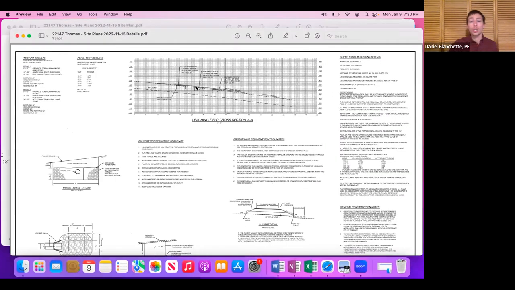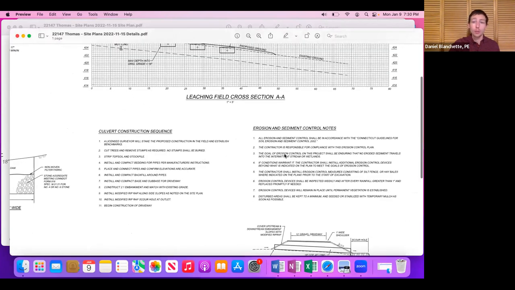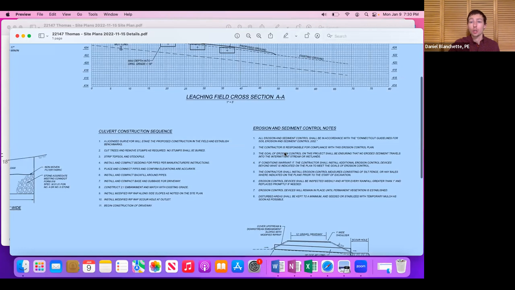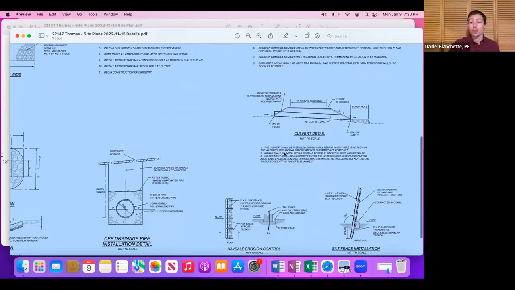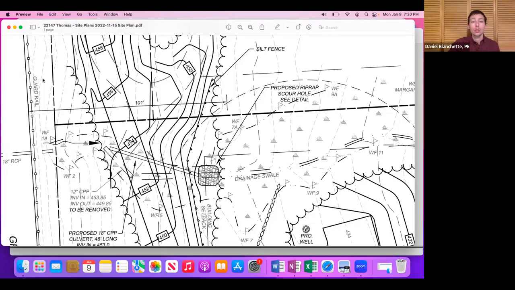Here's a detail sheet. Again, it has the septic system information. Septic system's pretty standard, house is pretty standard. I have a sequence of construction for the culvert that I've specified, some erosion and sediment control notes, some various details, both for the culvert and for erosion control measures.